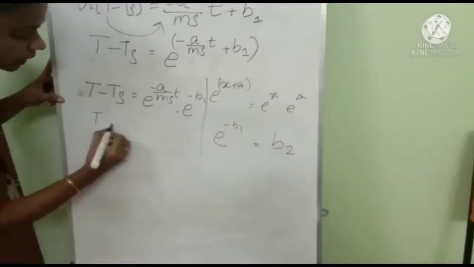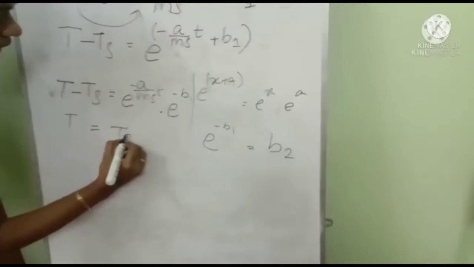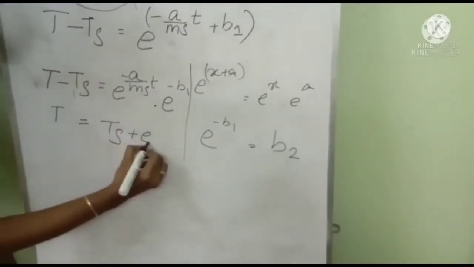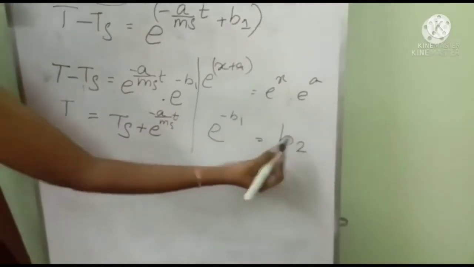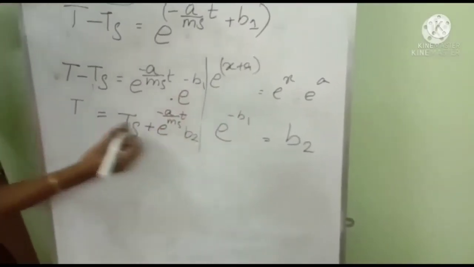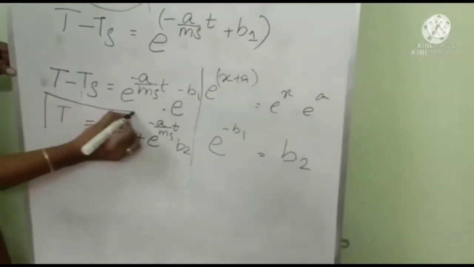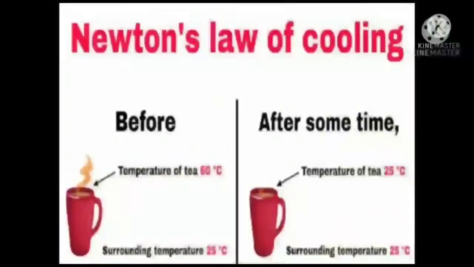So T will be equal to, I am taking this minus Ts to the other side, so it will become Ts plus e power (minus A by ms t) times B2. Instead of e power B1, it is B2. So this is the equation for Newton's law of cooling: the temperature of the tea before cooling and after it reaches the room temperature.